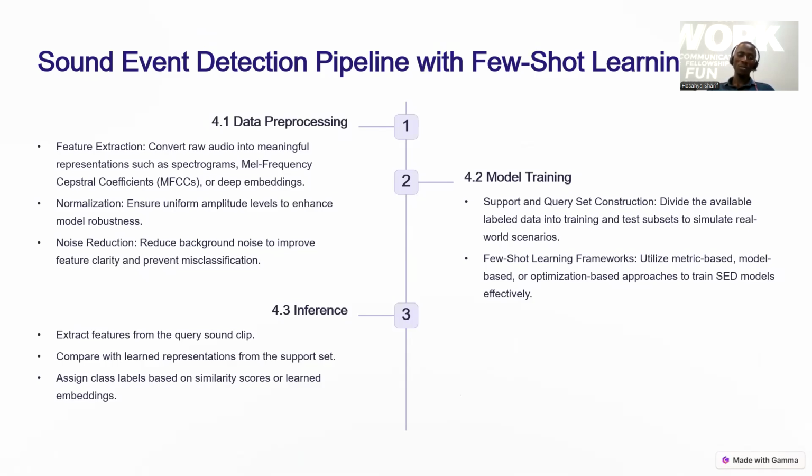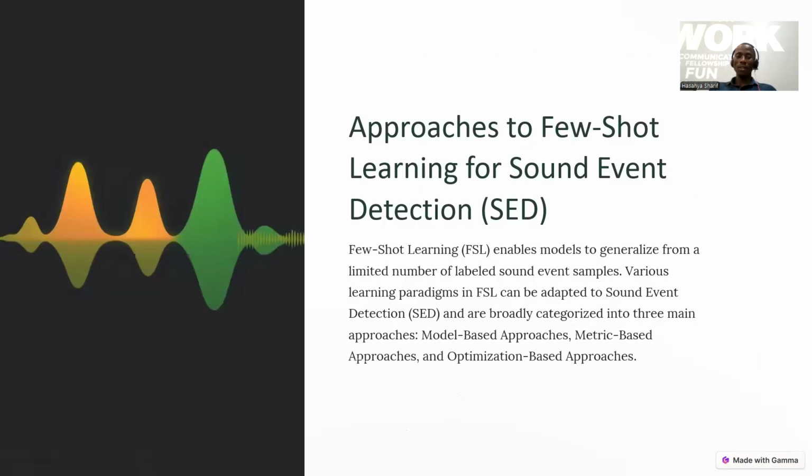So it involves extracting features from the query sound clip. Then we try to compare with our learned representation in the training model from the support set. Then after that, we classify the labels based on the similarity scores. Is this sound similar to this category or that category? That's what it's all about in the classification phase, or the inference stage.